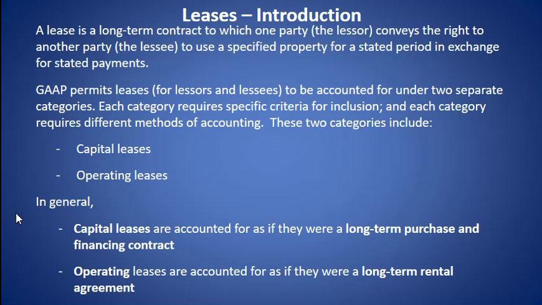In general, capital leases are accounted for as if they were a long-term purchase and financing contract. Operating leases are accounted for as if they were a long-term rental agreement. So we're going to use those concepts when we talk about accounting for a capital lease or an operating lease, whether you're a lessor or a lessee. Now we're going to start off with some basic terminology regarding leases, and we're going to look at it from the lessee's point of view.